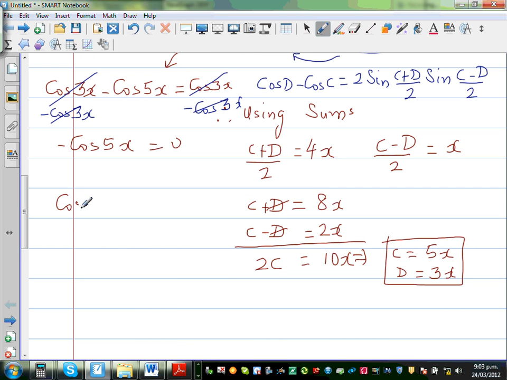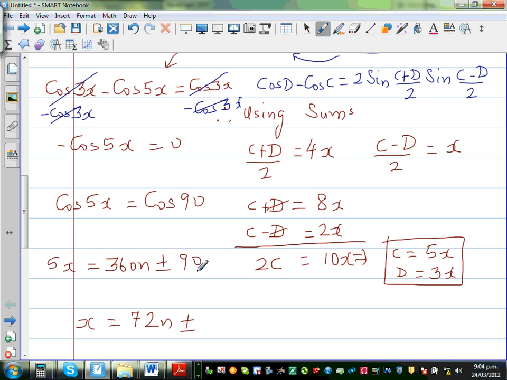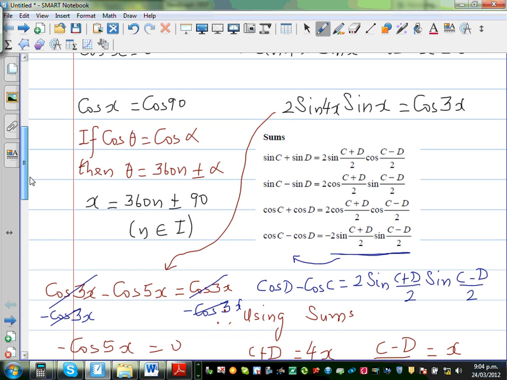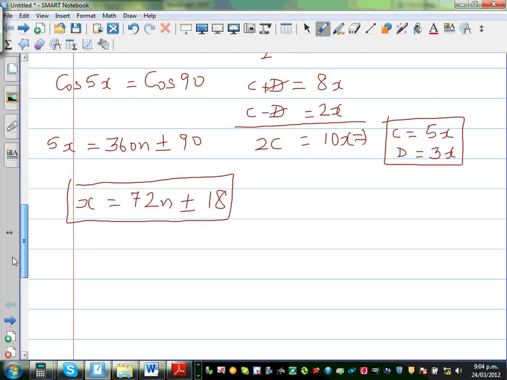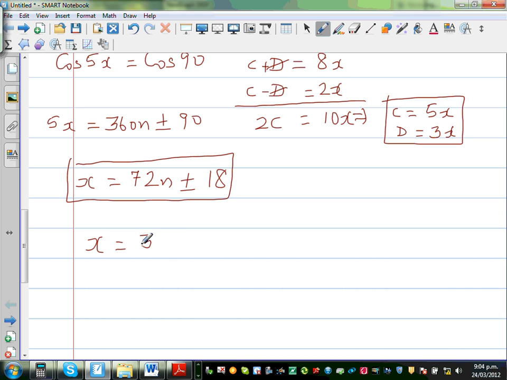Therefore, I can say cos 5x is equal to cos 90, the same formula. Using the general formula, 5x is 360n plus or minus 90. Dividing both sides by 5, 360 divided by 5 is 72, so 72n plus or minus 18, since 90 divided by 5 is 18. So there are four solutions, in fact. x is equal to 360n plus or minus 90, or x is equal to 72n plus or minus 18.